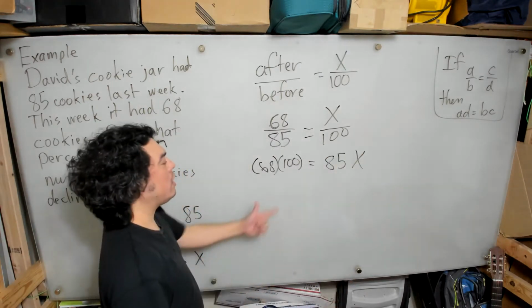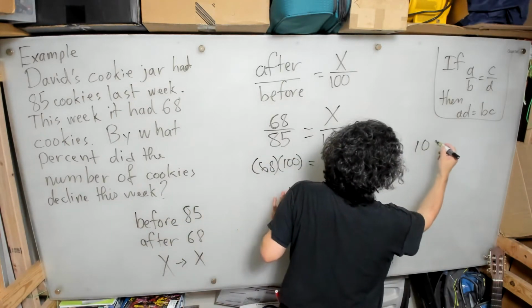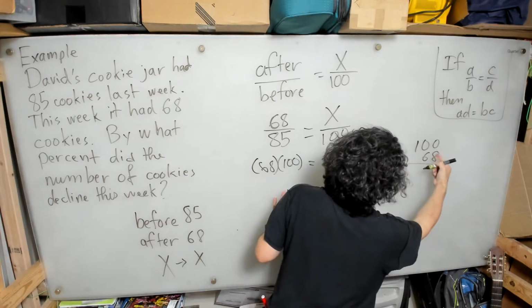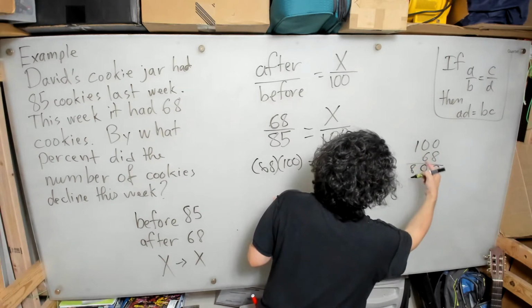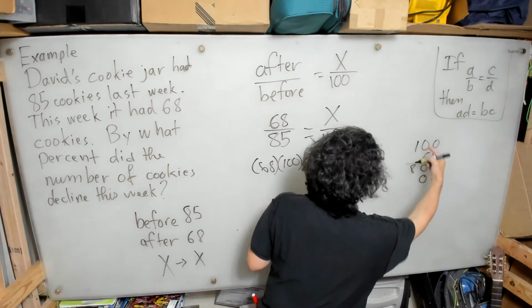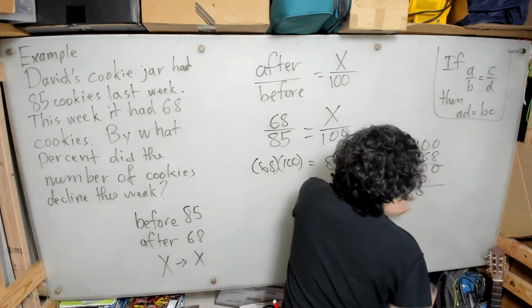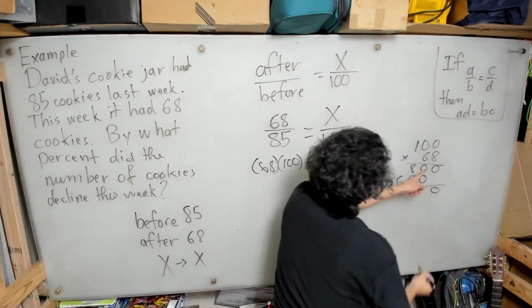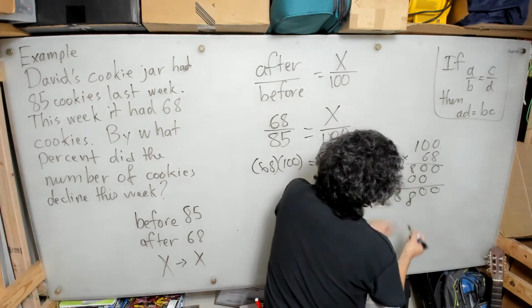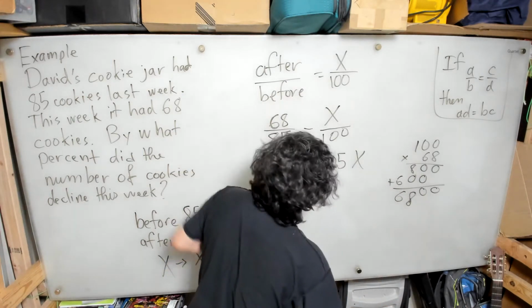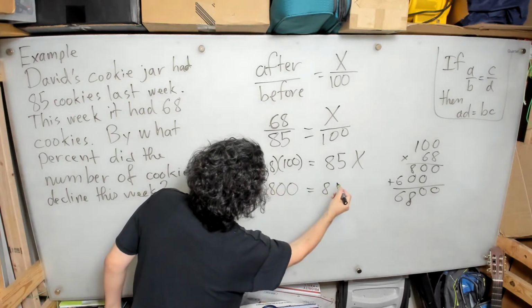Okay? Now I need to multiply these two together. Let's do that together. So 100 times 68. 8 times 0 is 0. 8 times 0 is 0. 8 times 1 is 8. 6 times 0 is 0. 6 times 0 is 0. 6 times 1 is 6. Now I'm going to add these together, right? 0 plus nothing is 0. 0 plus 0, 0. 8 plus 0, 8. Okay? And then I bring down the 6. So that gives us 6,800 equals 85x.